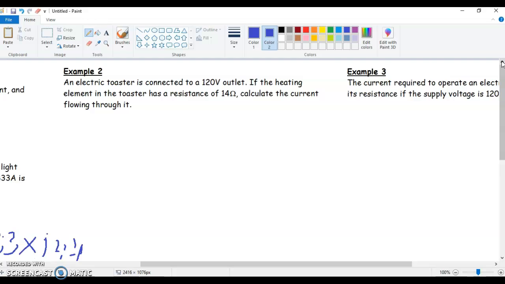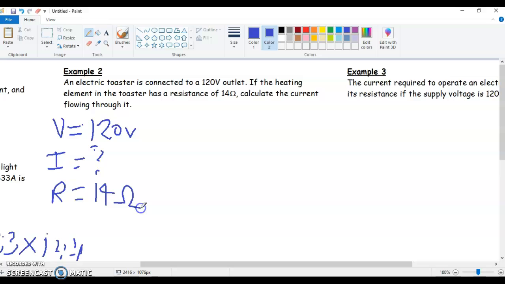So let's write down what we do know. V equals 120. And we don't know I, that's what we're being asked to calculate. It says calculate the current, that's I. And R equals 14. Okay, so now we need to solve for I.